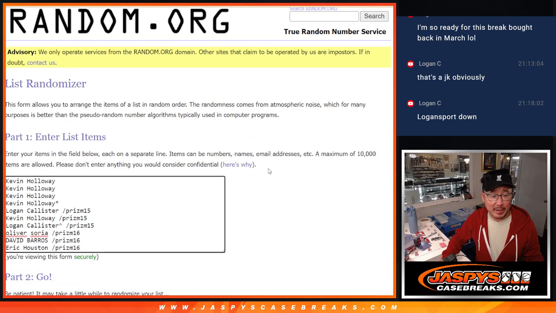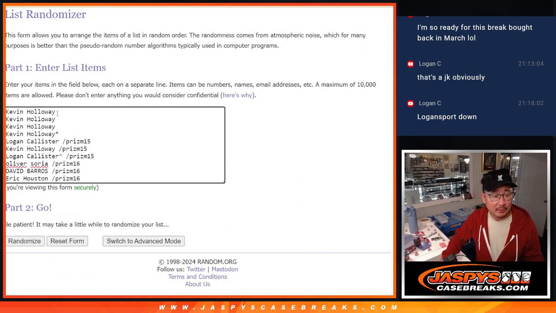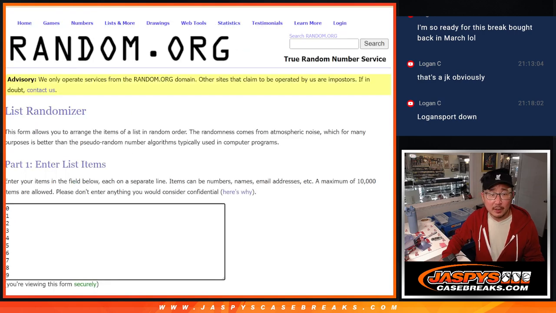Big thanks to this group for making it happen. Thanks to Kevin for buying full spots. And congrats to the winners and those two fillers that we did. Appreciate you. There are the numbers right there.